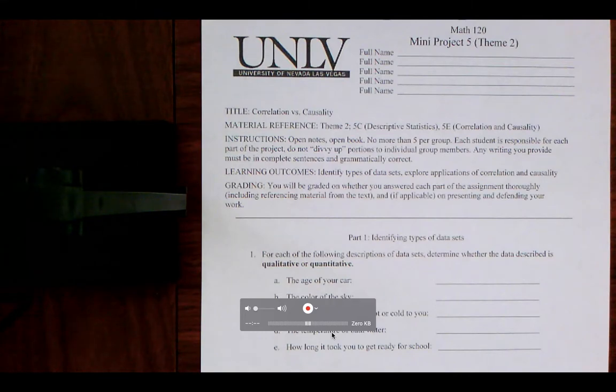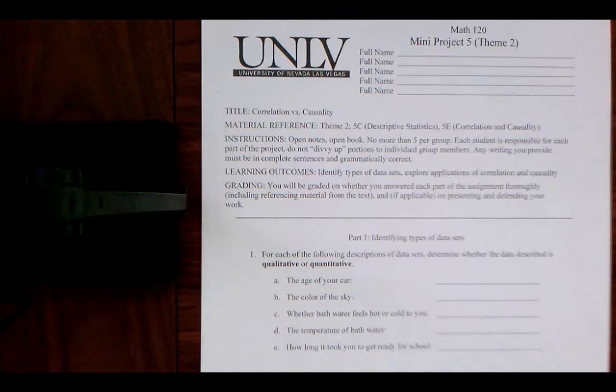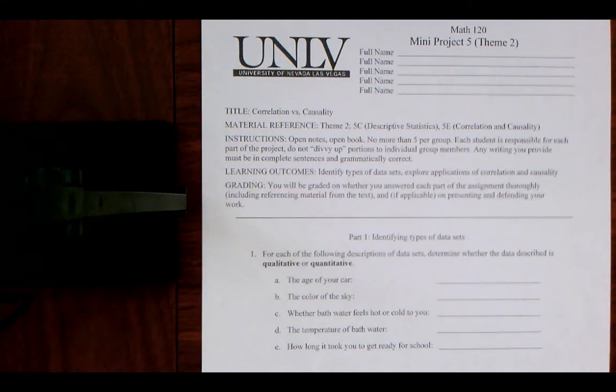So here's our mini project 5. Our plan today is just to go through it. Like I said, I'm not going to do everything. I want you guys to be working on it on your own, but at least let me walk you through what needs to be done. So in part one, we're identifying the different types of data sets that are described here in these 5 pieces.